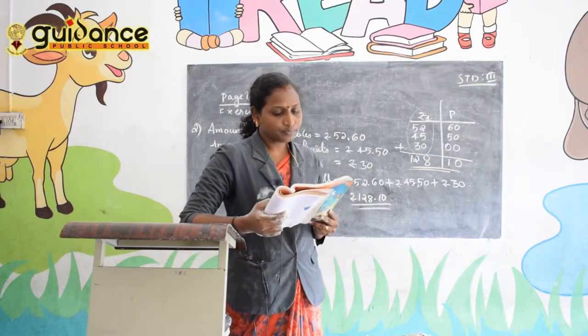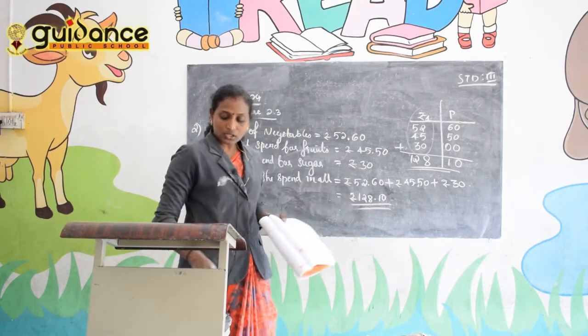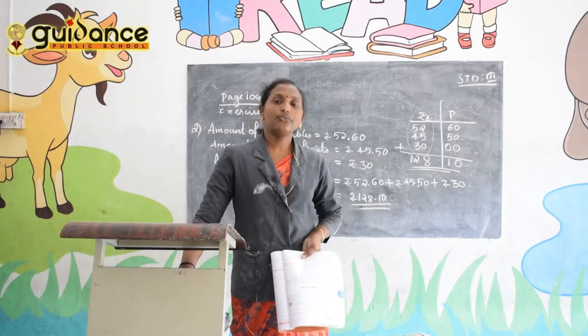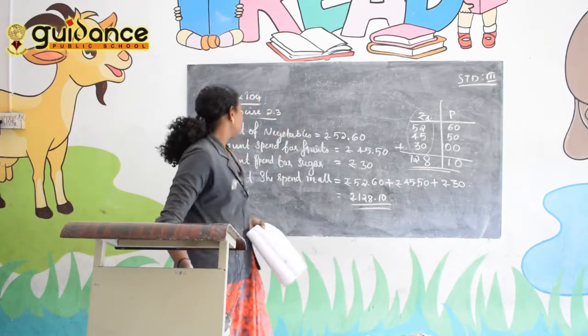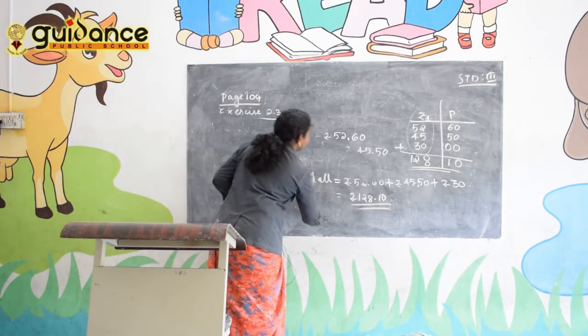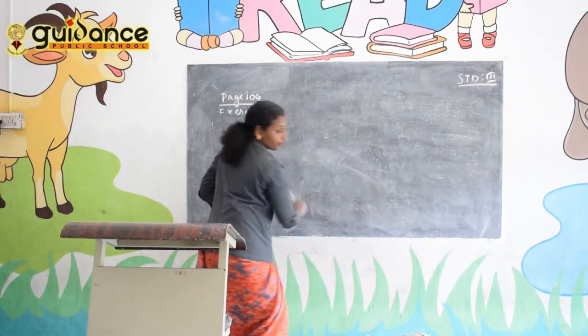The next question, number 5. Your homework is questions number 4 and 5. Okay. So next you will write question number 5. That question is very important.